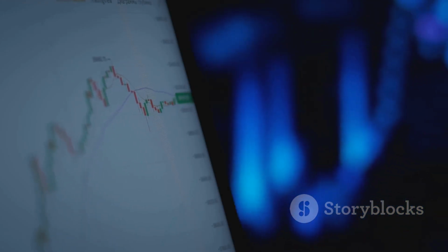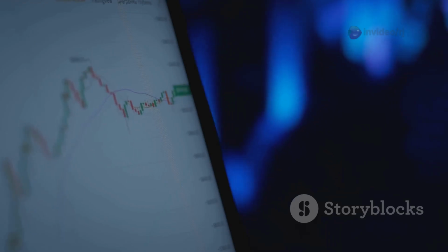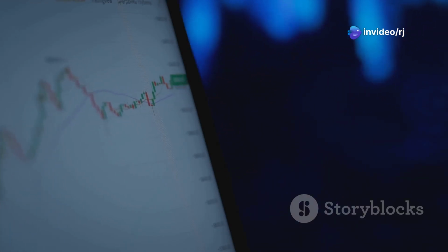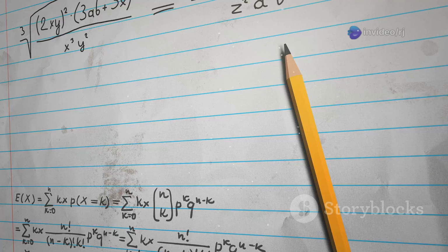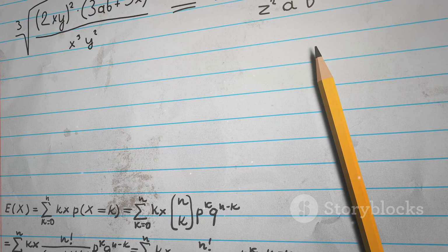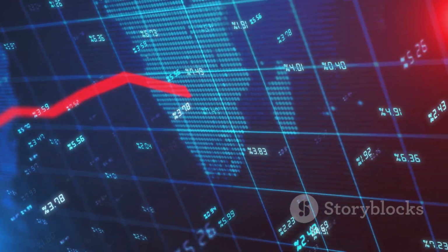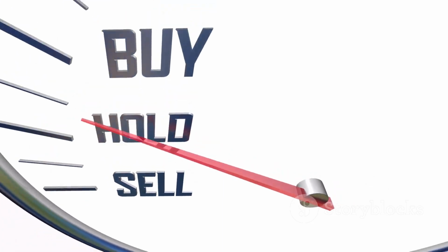To summarize, the Sharpe Ratio measures risk-adjusted return. Formula: return minus risk-free rate, divided by volatility. Higher is generally better, and it's best used to compare investments with similar objectives. Consider it a tool, not the only one in your investment toolbox.